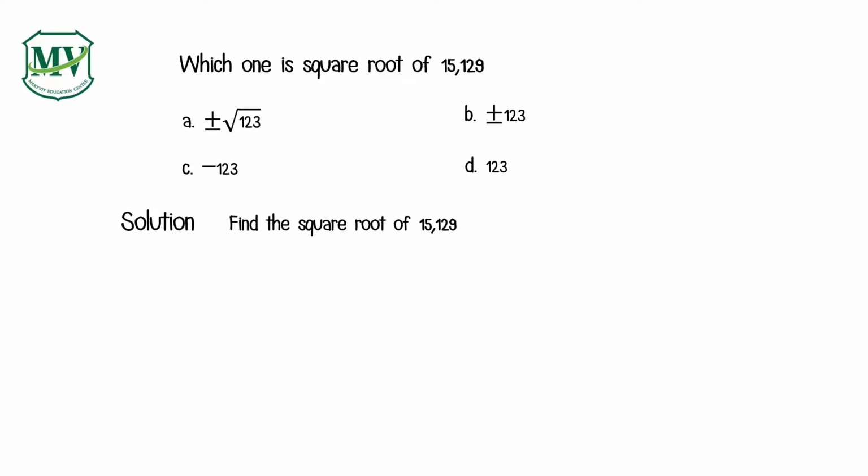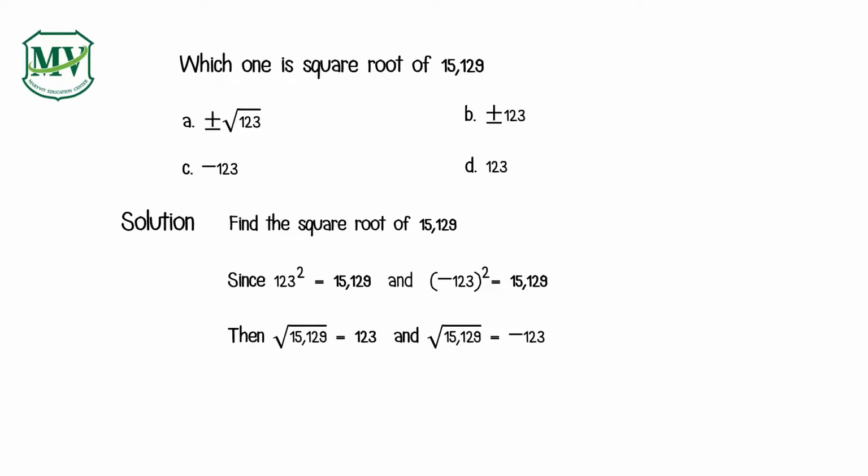So find the square root of 15,129. Since 123 squared is equal to 15,129 and the quantity of negative 123 raised to 2 is equal to 15,129, then square root of 15,129 is equal to 123. And square root of 15,129 is also equal to negative 123. So, square root of 15,129 is equal to positive and negative 123. So the answer is letter B.